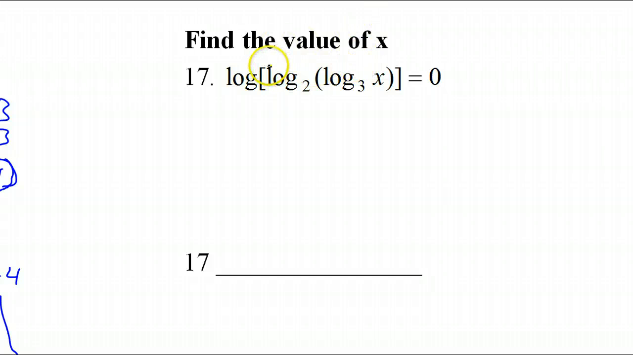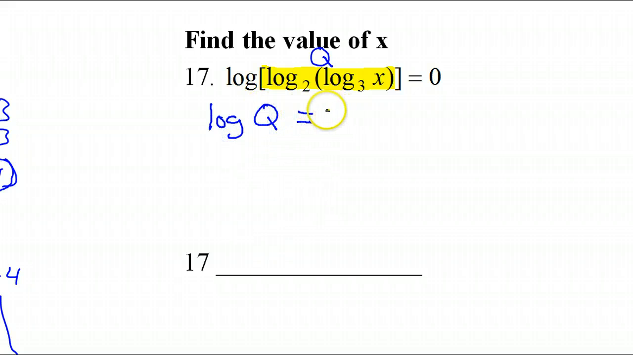I'm going to use some substitution. So first of all, I'm going to call this part, everything I just colored in yellow, Q. Okay? So let me make that substitution. You know why? Because I can. And I like to do it in stages. So first I'm going to solve for Q.